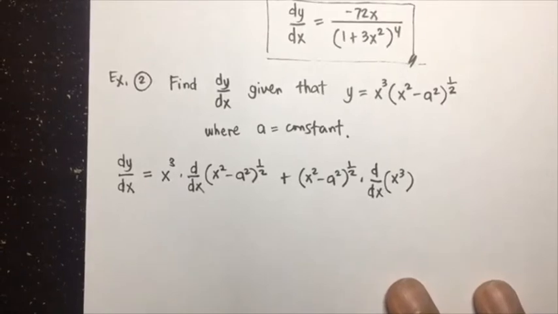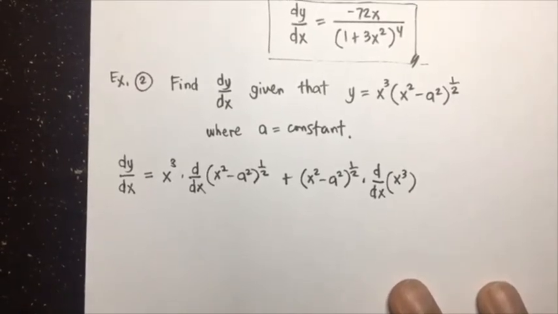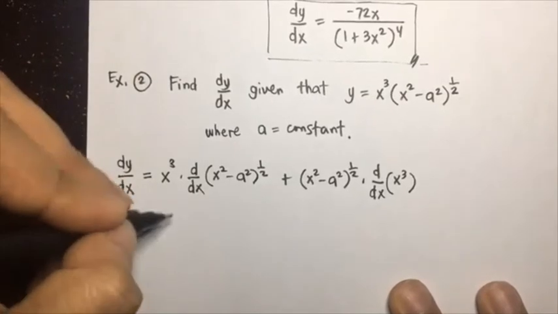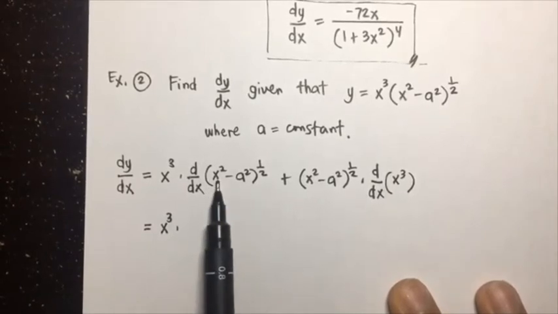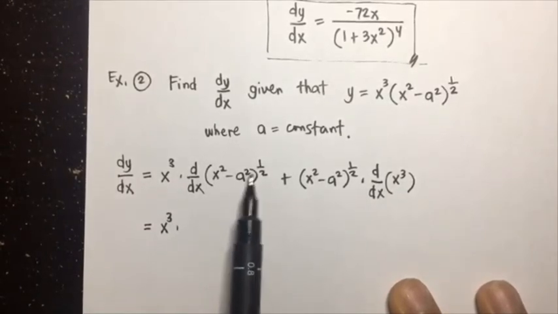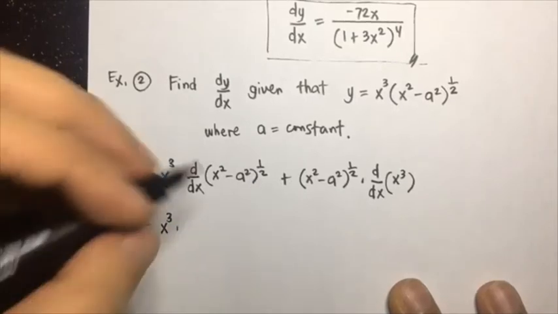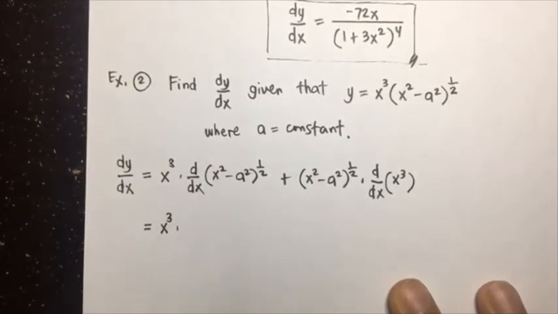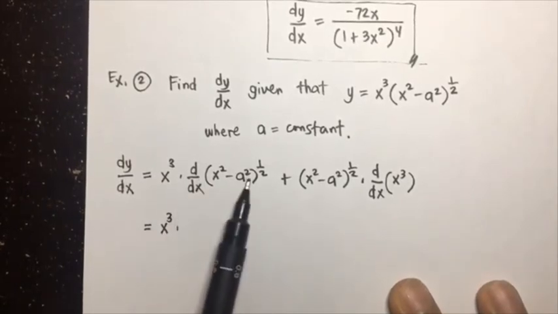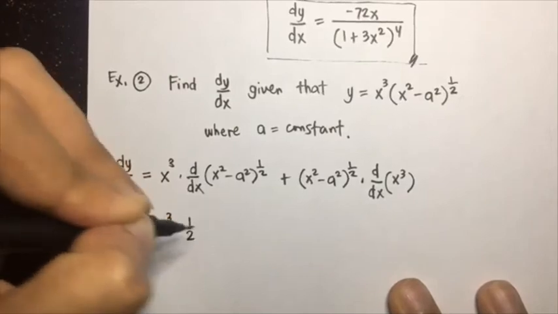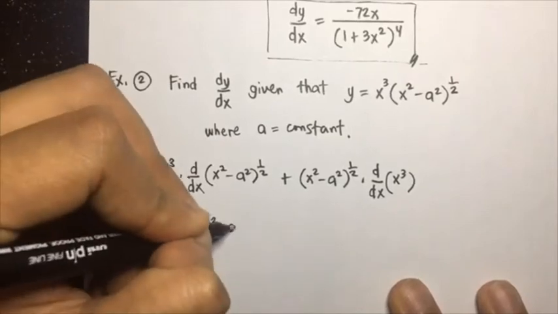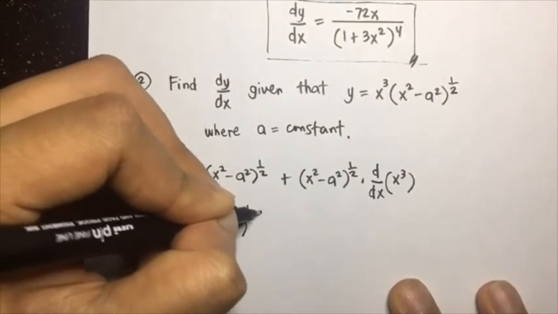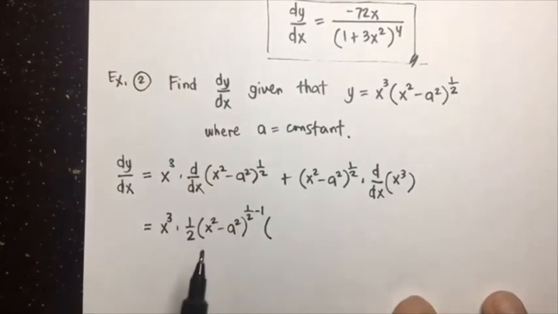Okay, so performing the derivatives, performing differentiation, so we have x cubed multiplied by, applying here the general power formula, where x squared minus a squared is our u and our n is 1 half, so we will have n u raised to n minus 1 times du over dx. So our n is 1 half multiplied by u, which is x squared minus a squared raised to 1 half minus 1 multiplied by du over dx. So multiply it by the derivative of this.